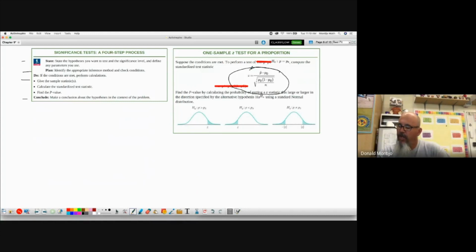If the alternative is greater than, then we have to find the area on the right. Well, we know how to do that. We look it up in the table and we subtract from 1. If the alternative is less than, then we just use what we find in the table. And if the alternative is two-sided or not equal to, then we must find the area in both of these two tails. Since this curve is completely symmetrical, if we find the area in one tail, we can just multiply that by 2 to find the area of both tails.